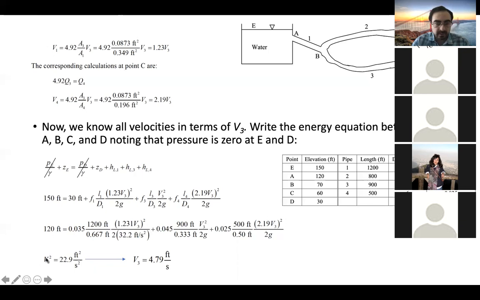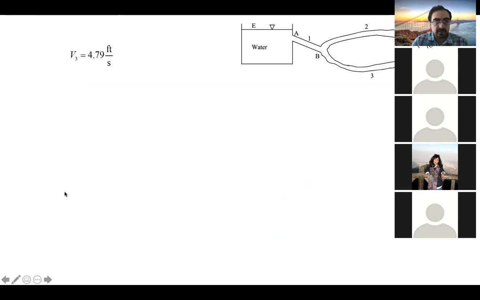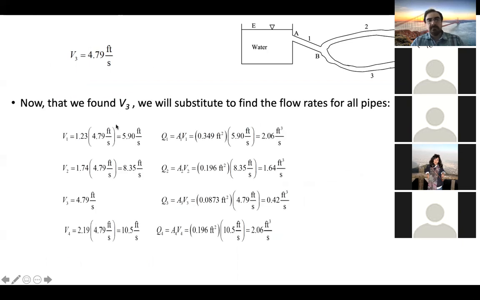Finally, based on this equation, you can find that V3 squared equals 22.9 foot squared over second squared. So we finally found V3, which is the square root of this, and it will be 4.79 foot per second. Okay, so now that we have found V3, the next steps are easy. We just substitute V3 in all these relations we found to get the velocities of each pipe.